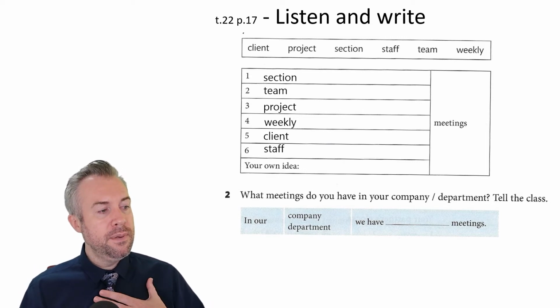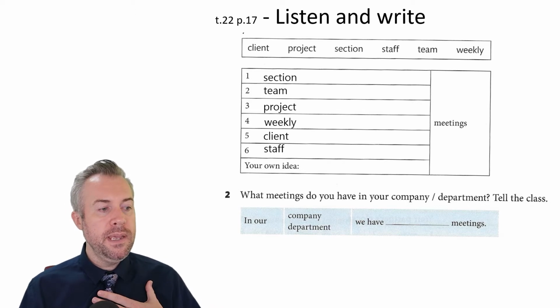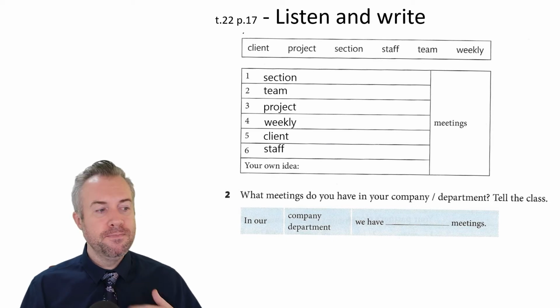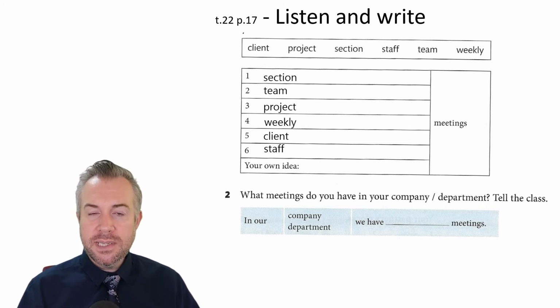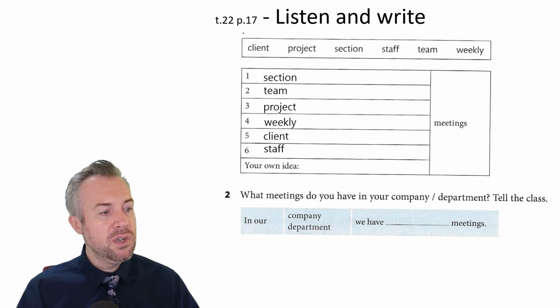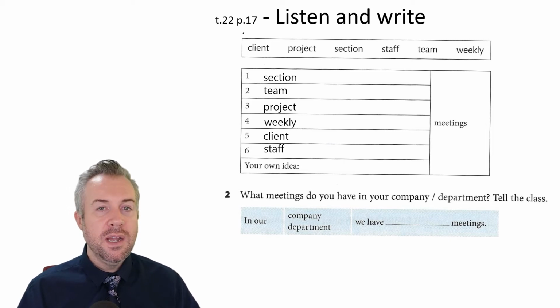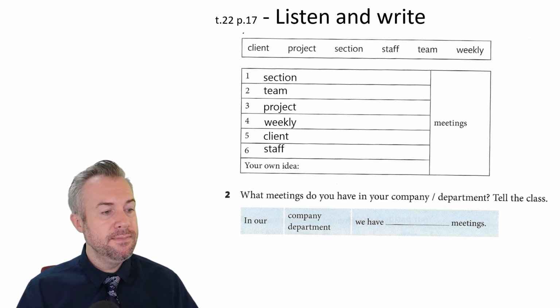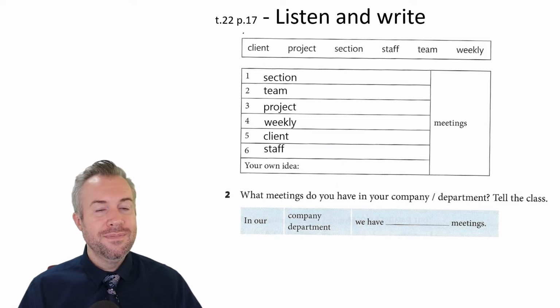So, for example, for me, in our company, we have teacher meetings. In our department, we also have professor meetings. That's right. Some professors also, we have student meetings, teacher and student meetings. Excellent. So those are some examples of different meetings.